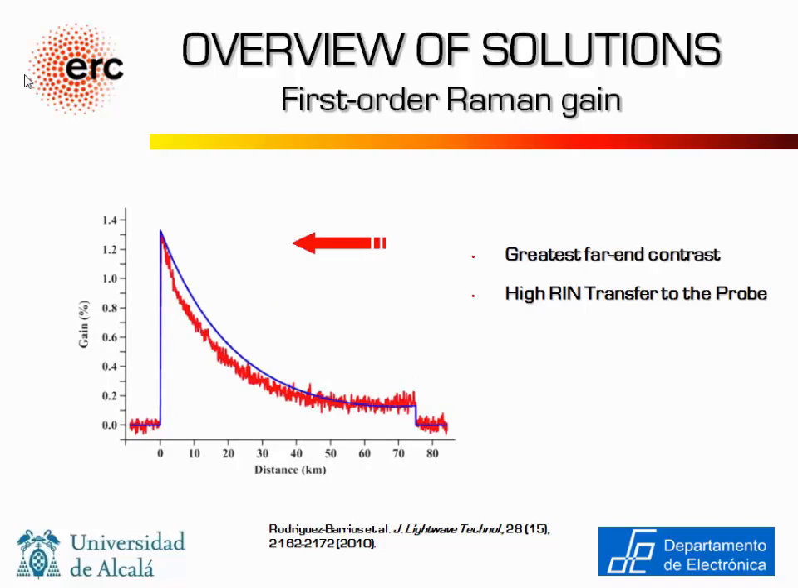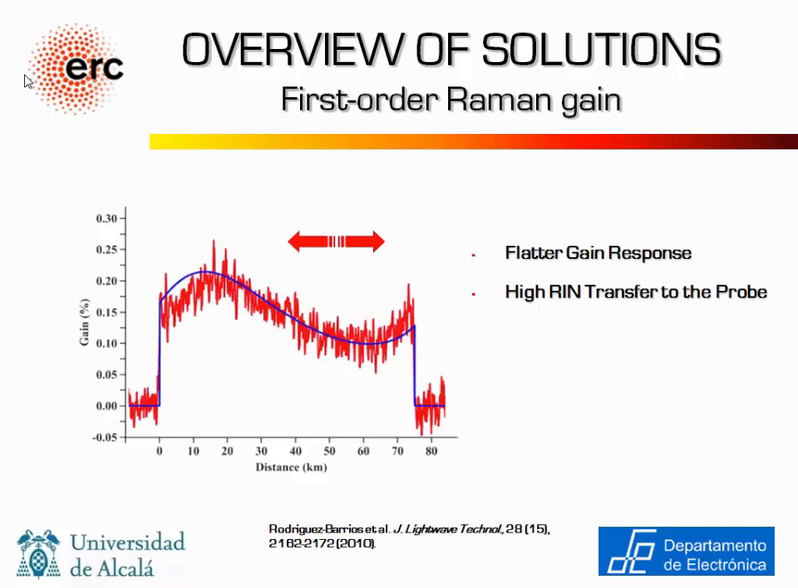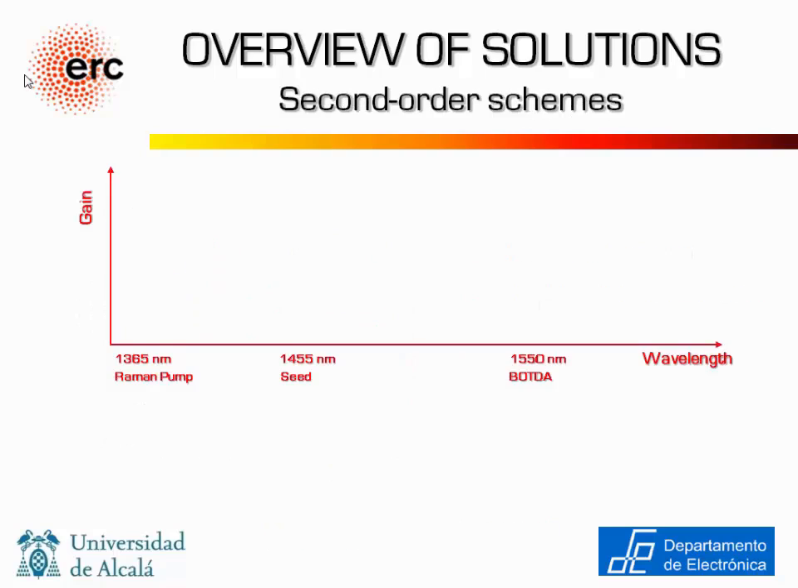If you pump through the other side, you get better far end contrast, and if you pump through both sides, you have this kind of flat response that evens out the effect of losses. But of course you have to pay for this, because your pump is quite noisy, and this noise is transferred to the probe wave. So you're really paying this as a sort of payload.